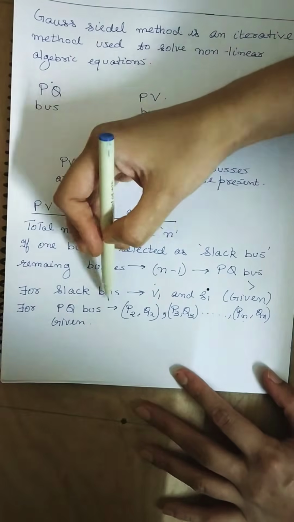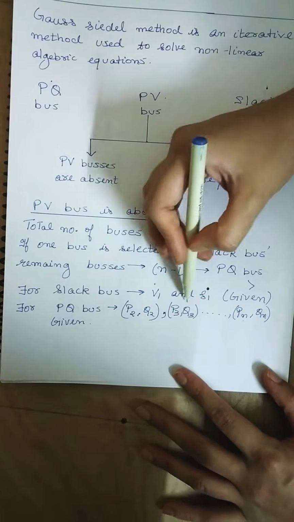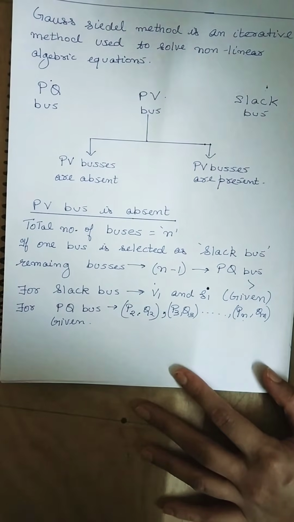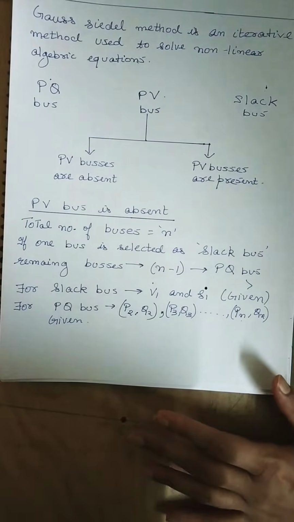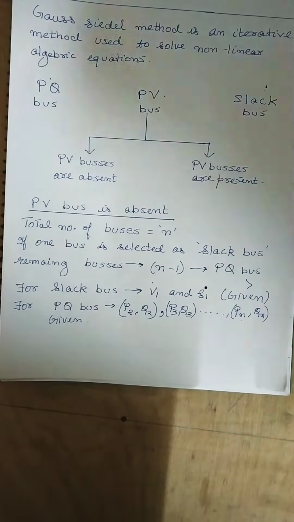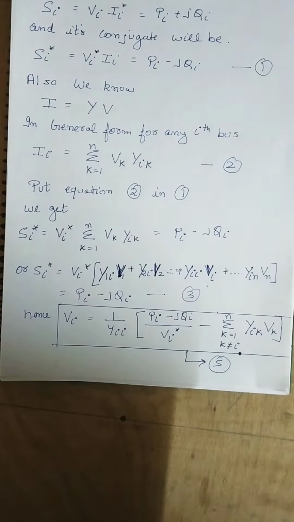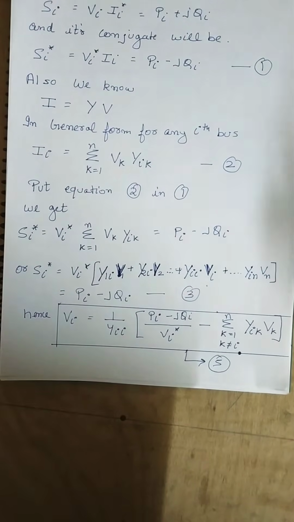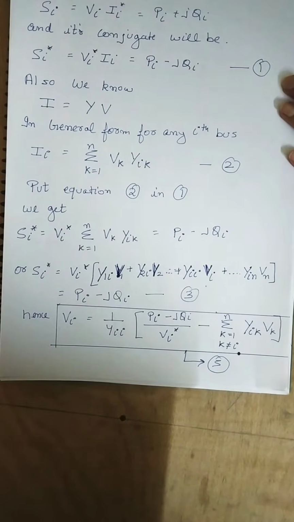Now for PQ buses, the values given will be P2, Q2, P3, Q3 and so on for an n-bus system. Okay, these values will be given. So our first step, after taking all the things into consideration, will be to find the Y bus matrix. Okay, after finding the Y bus matrix, we have to see the equation for voltage.